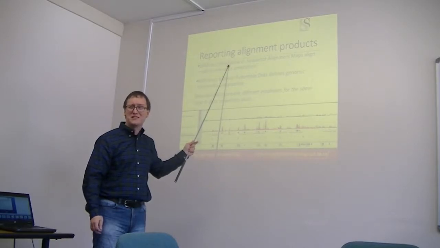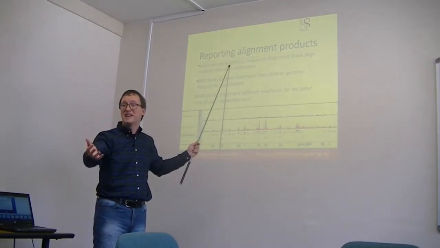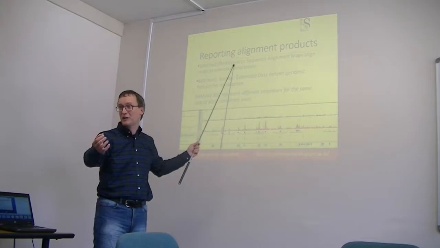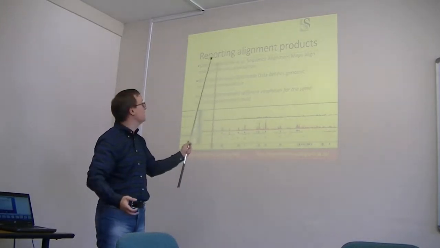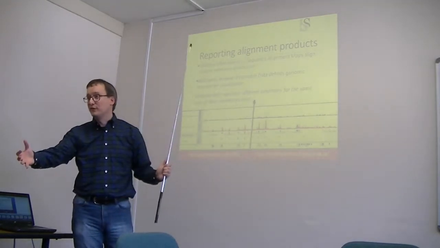SAM and BAM represent a lot of heavy processing on the back end of those FASTQ files that we talked about. The FASTQ is the output from the sequencer. SAM and BAM is our alignment built from it.